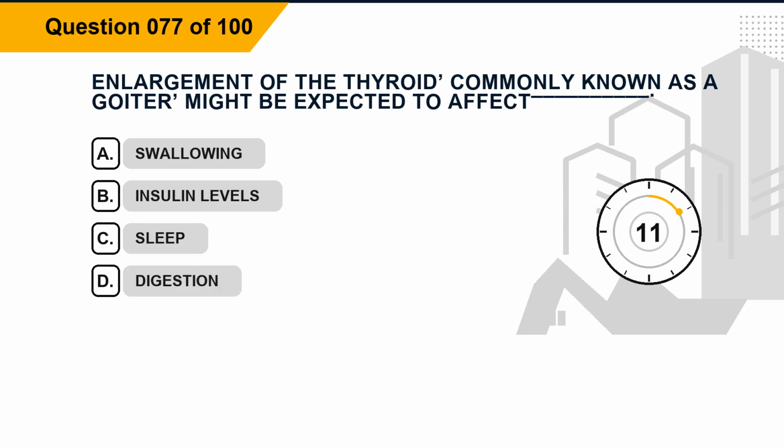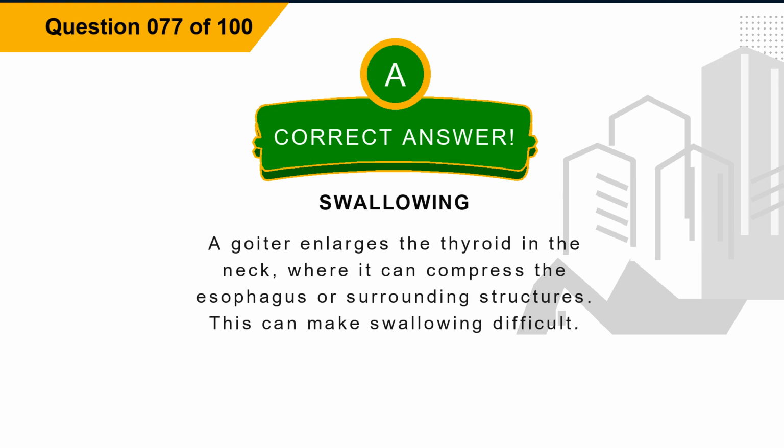Enlargement of the thyroid, commonly known as a goiter, might be expected to affect blank. Option A, swallowing. Option B, insulin levels. Option C, sleep. Option D, digestion. The correct answer is option A, swallowing. Explanation: a goiter enlarges the thyroid in the neck, where it can compress the esophagus or surrounding structures. This can make swallowing difficult.